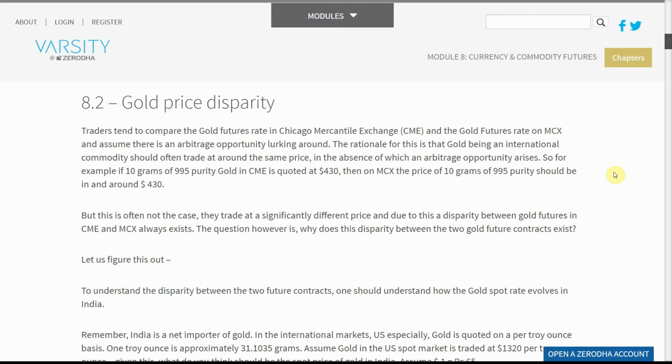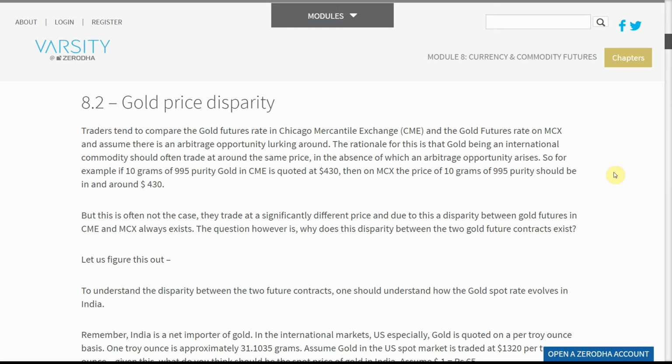So for example, if 10 grams of 995 purity gold in CME is quoted at $430, then on MCX the price of 10 grams of 995 purity should be in and around $430. But this is often not the case. They trade at a significantly different price, and due to this, a disparity between gold futures in CME and MCX always exists. The question, however, is, why does this disparity between the two gold futures contracts exist? Let us figure this out.